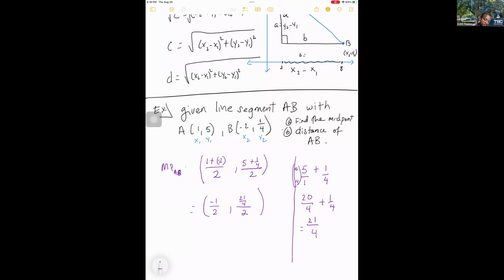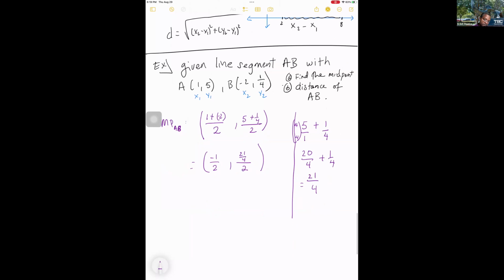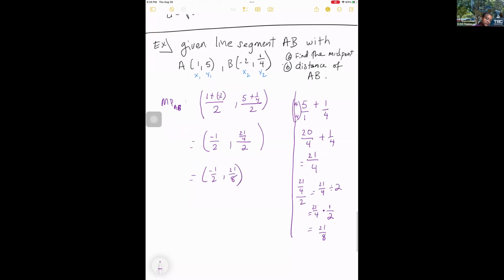And again, I have to work that out. 21/4 divided by 2. Keep, change, flip. You keep the original first term, you change the sign to multiplication, and then you flip the second term. So instead of 2, I write 1/2, right? Keep, change, flip. And then you multiply across. So that's 21/8. Of course, that's not that bad on a calculator. Questions there? All right. That's our midpoint.